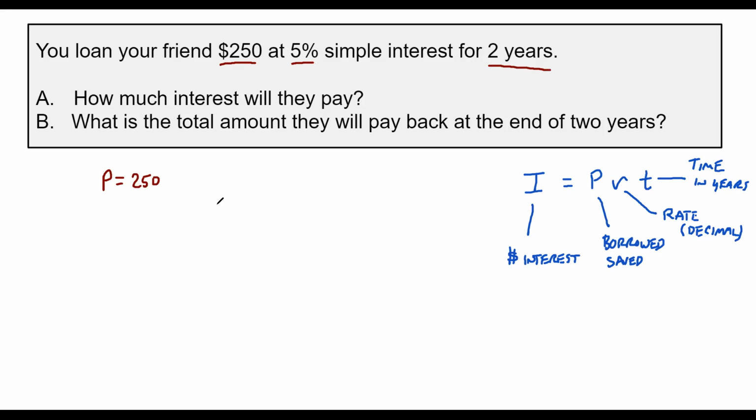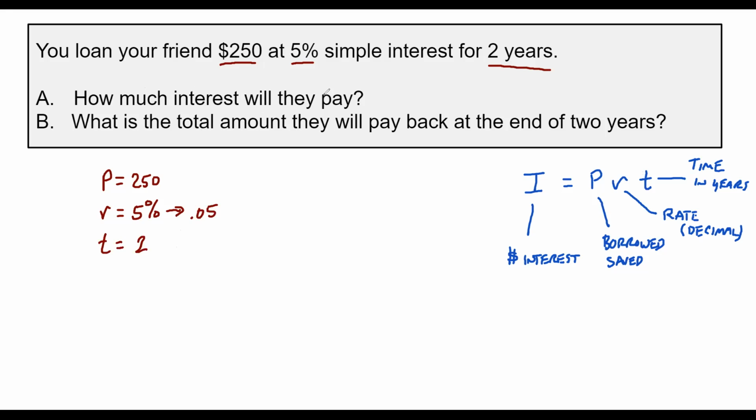5%, that is R. So let's write it this way. R equals 5%, but we want to convert that to a decimal. So we divide 5 by 100 and we get 0.05. That's the number we're going to use in our formula. And then T is pretty straightforward. That's 2 years. And since we always want to measure time in years, we'll just write the number 2 there. We have everything we need for this formula now, P and R and T. Now let's look at the two questions that are being asked here.